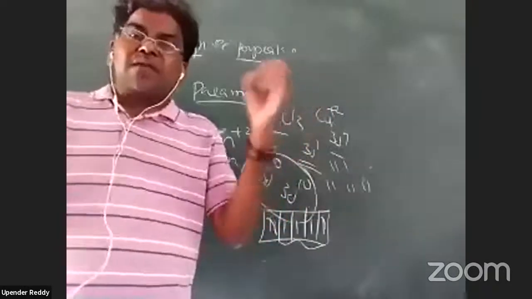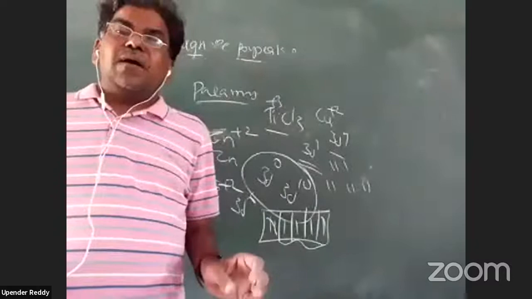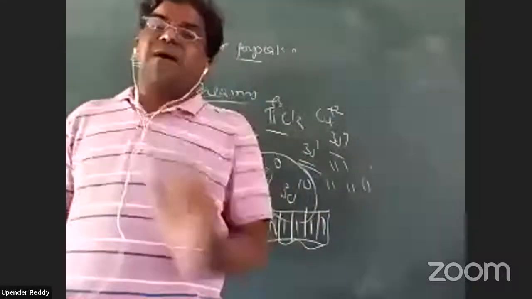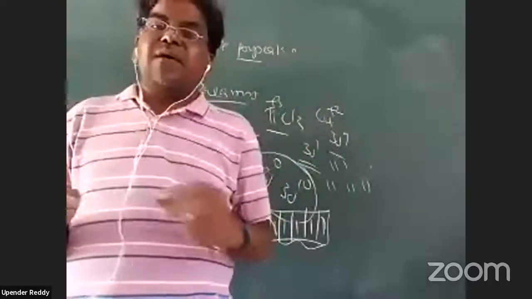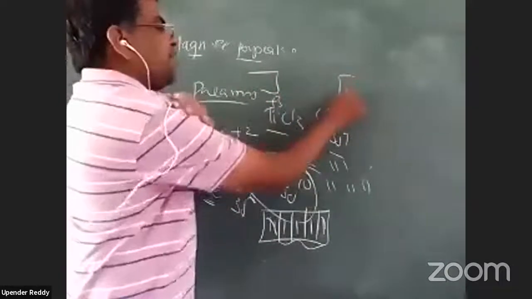Diamagnetic means all electrons are paired. No electron is unpaired. They are going to decrease the weight. They are repelled by the external magnetic field. The weight decreases. That is, it is a south one, north one magnetic field.